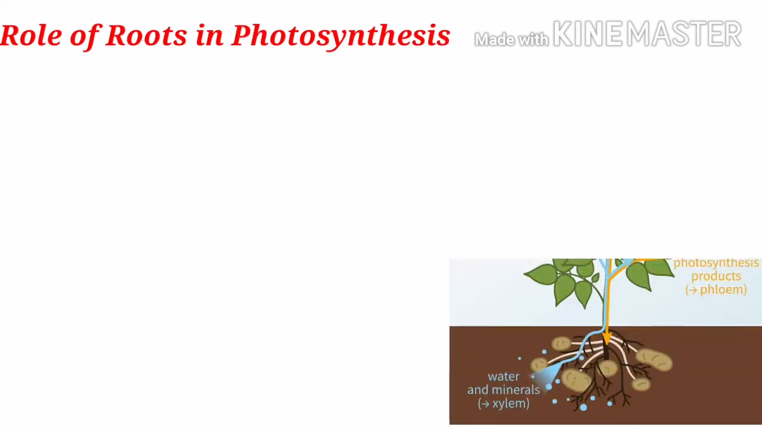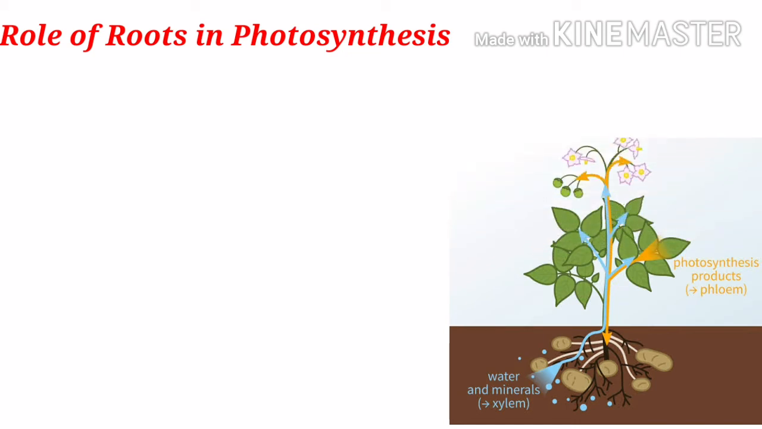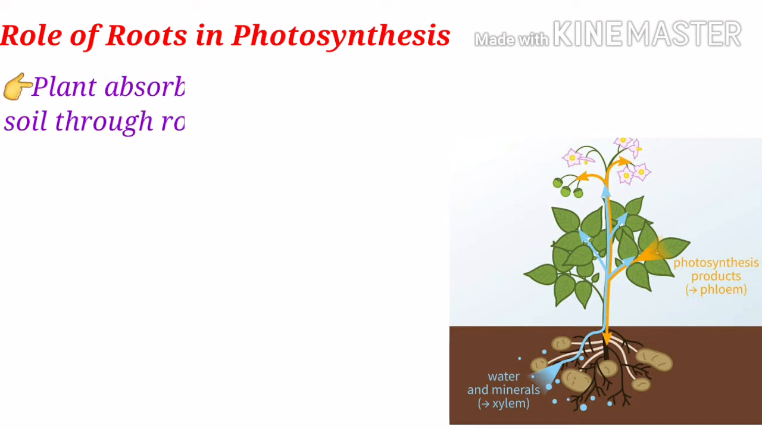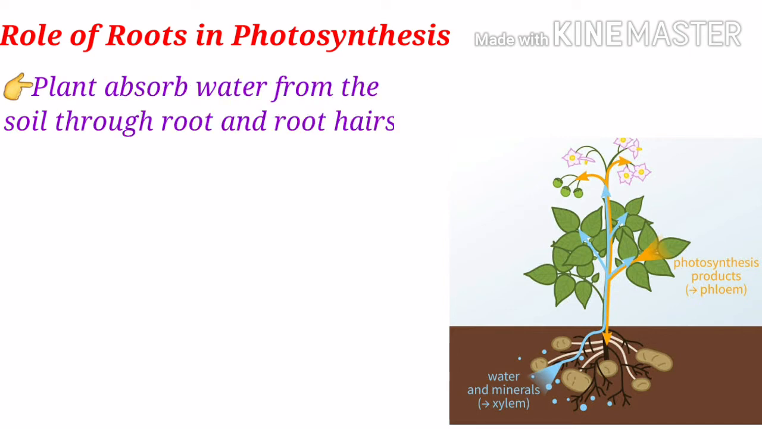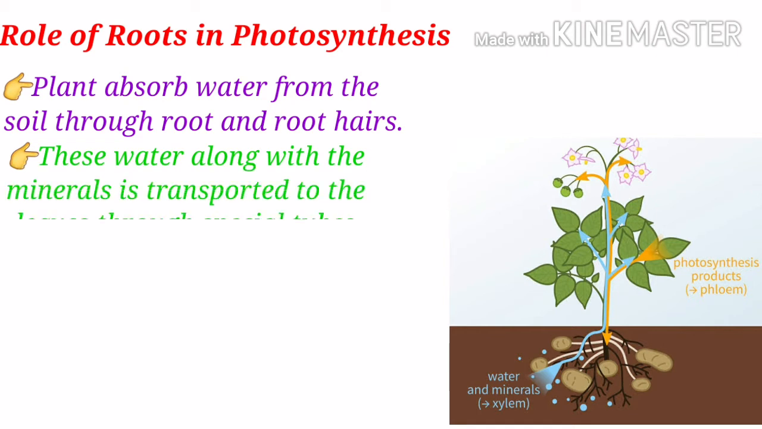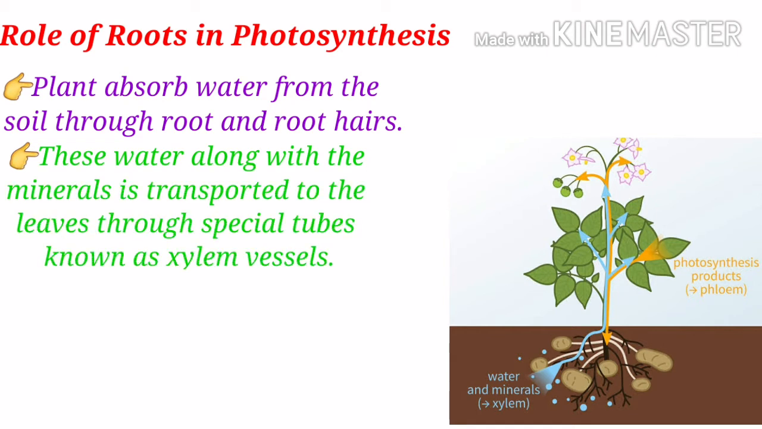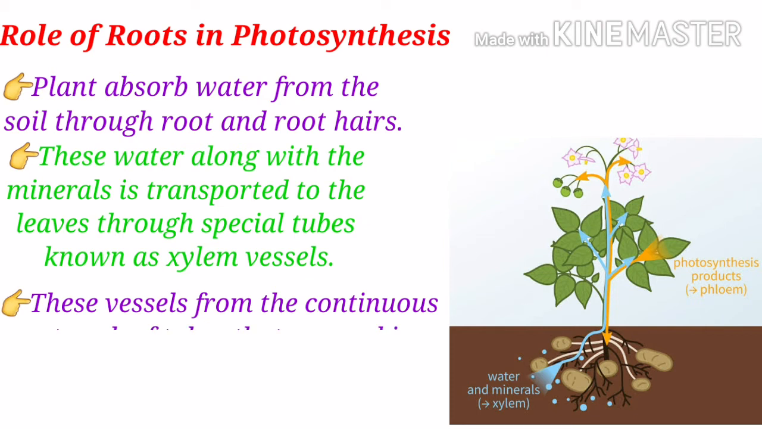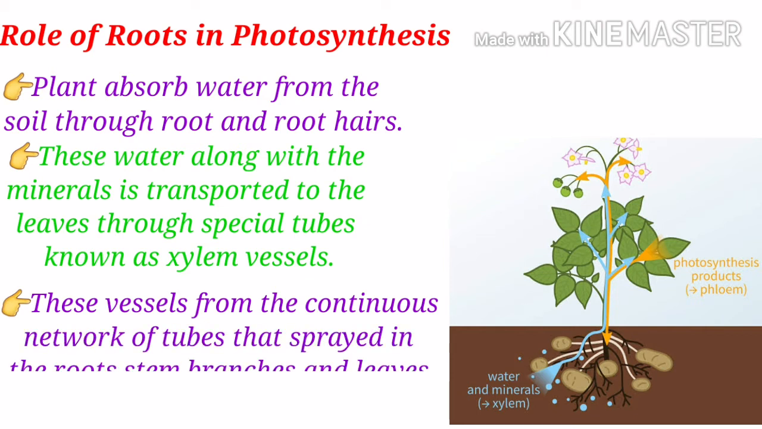Now, let's see what is the role of roots in photosynthesis. Plants absorb water from the soil through roots and root hairs. This water along with the minerals is transported to the leaves through special tubes known as xylem vessels. These vessels form a continuous network of tubes that spread in the roots, stem, branches and leaves.